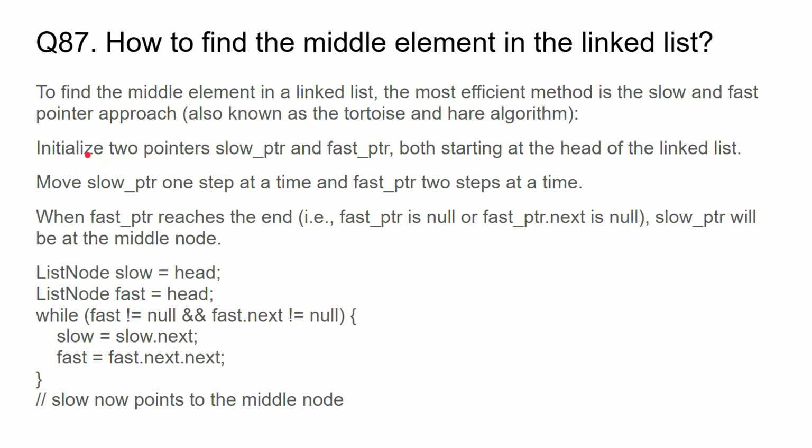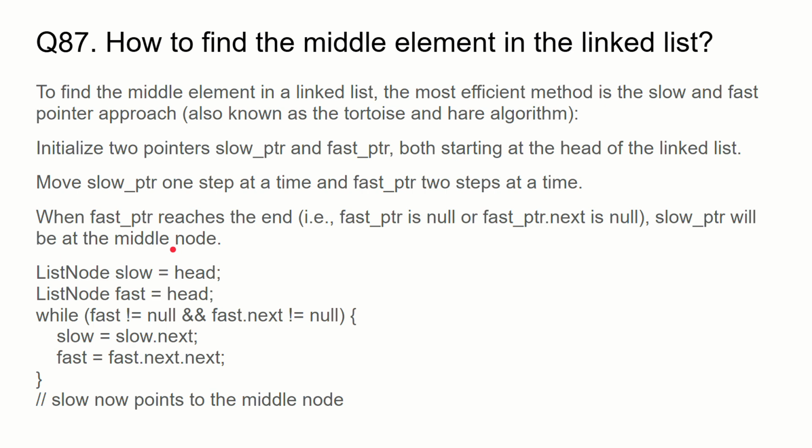For this, we have to initialize two pointers, slow pointer and fast pointer, both starting at the head of the linked list. In each step, we move the slow pointer one step and the fast pointer two steps at a time. When the fast pointer reaches the end, that is, fast is null or fast.next is null, the slow pointer will be at the middle.